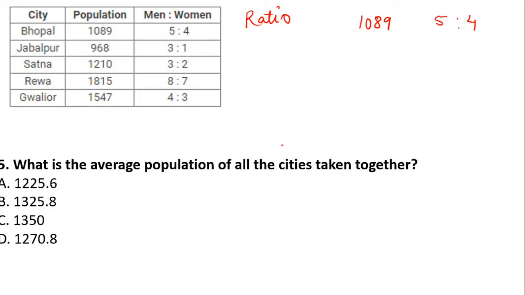Okay, average population of all the cities. It is very simple. You just need to add all these different values. Okay, so let's do this. 1089 plus 968 plus 1210, 1815 and 1547. Now, 9 plus 8 is 17. 17 plus 5 is 23. 23 plus 7.